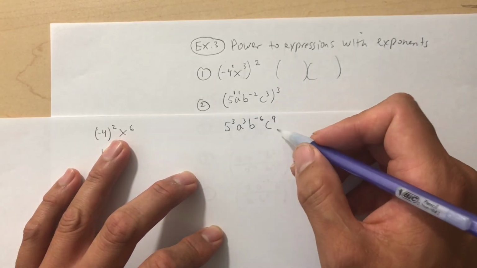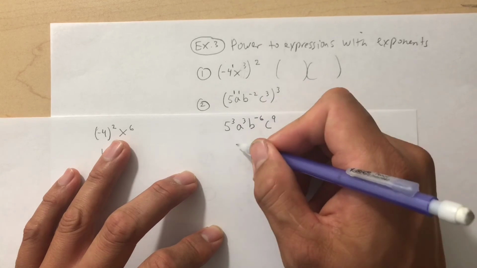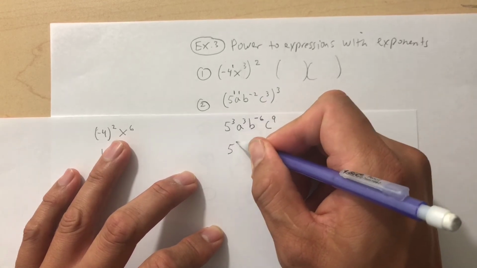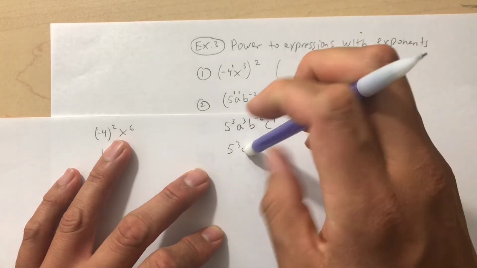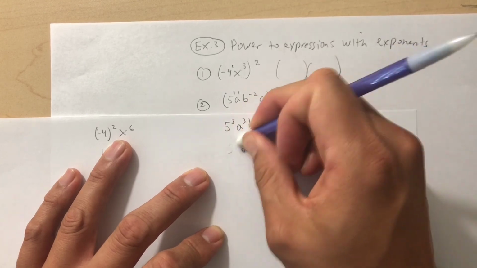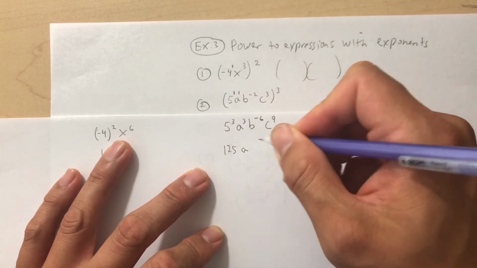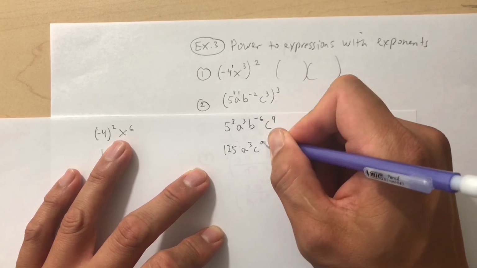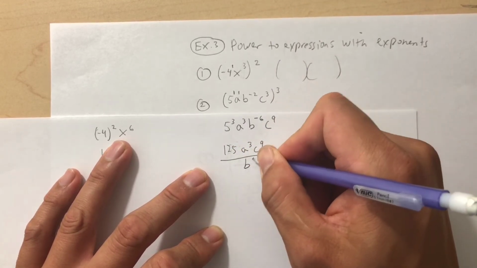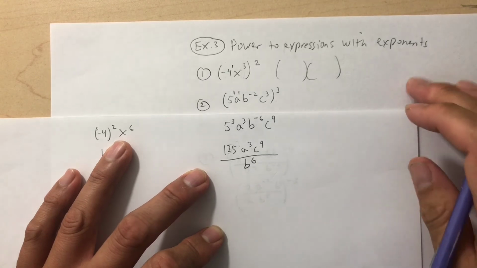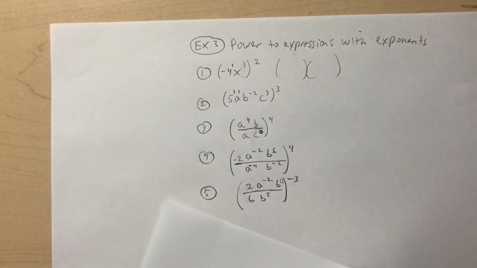All right, looks like I'm gonna move this guy down. So it'll be 5 to the 3rd, a to, oh, my bad. Let's do 5 to the 3rd, which is 125. You don't wanna just skip a little step there. A to the 3rd, c to the 9th, and then you get b to the 6th power on the bottom. All right, let's move on to number 3.